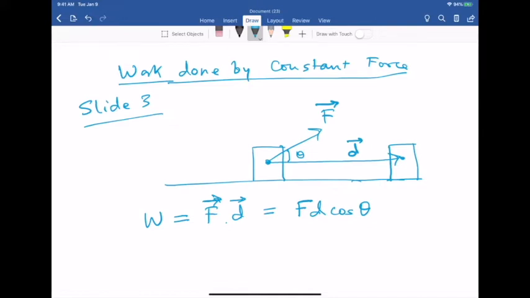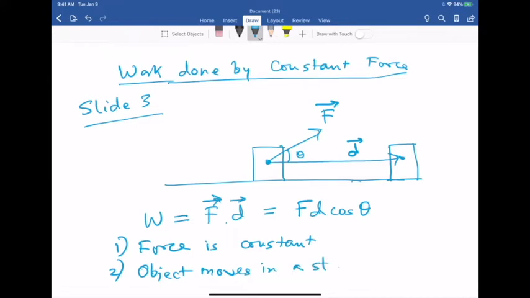Okay, so this is the definition of work, and it's very important to remember that this definition only applies when two conditions hold. Number one, when the force is constant, and number two, when the object moves in a straight line. So if these conditions don't hold, or even one of these conditions doesn't hold, then you cannot use this simple definition, right? So this definition only applies when both of these conditions hold.